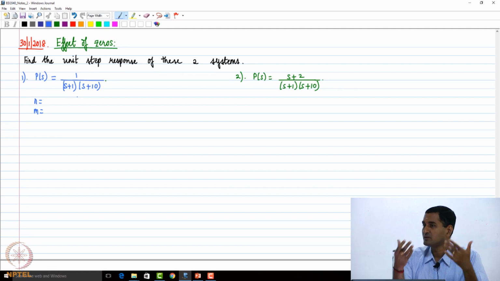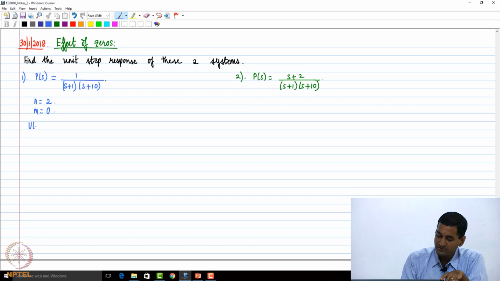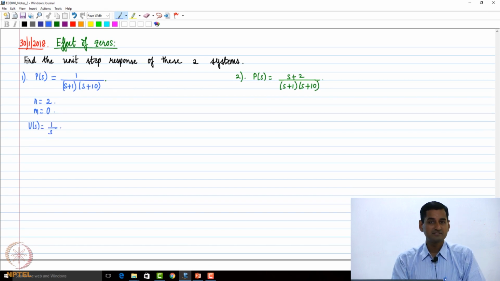So if you look at the transfer function, the order of the denominator polynomial is always going to be the order of the system for the class of systems that we are studying, right? So what is the order of the system? 2, right? So n is going to be 2 here. That's the order of the denominator polynomial. What is m? It is 0, okay? So I want you to find the unit step response. So unit step response means u of s is going to be equal to 1 by s, right?